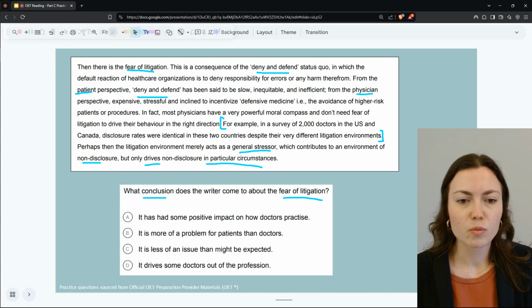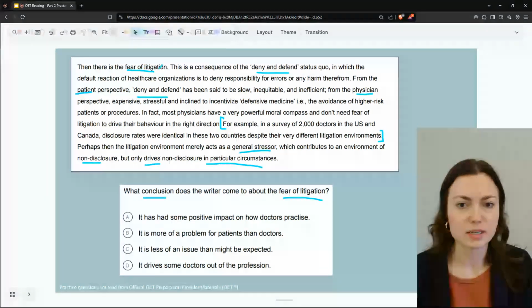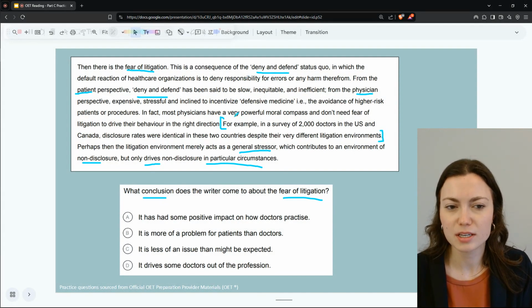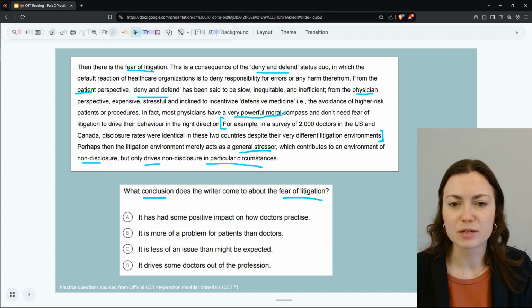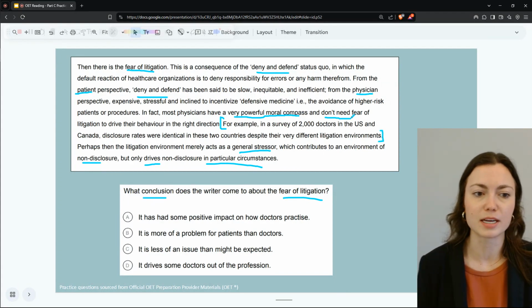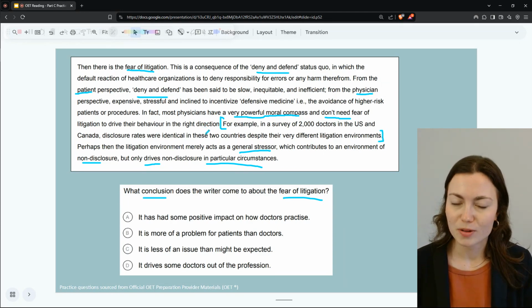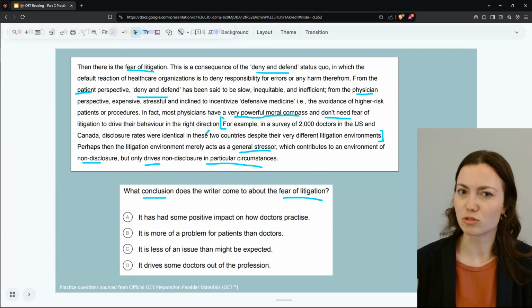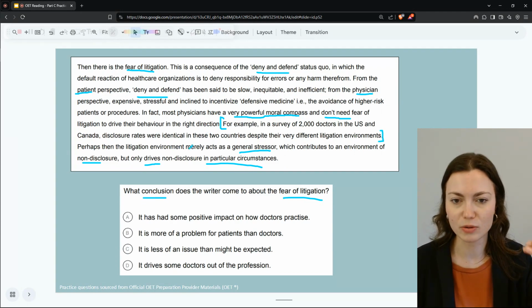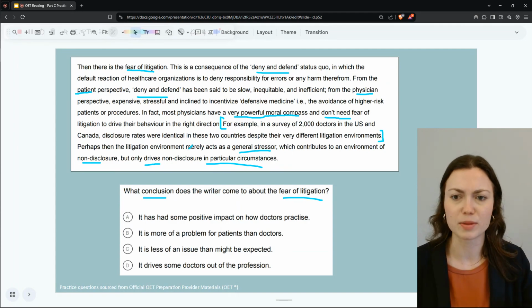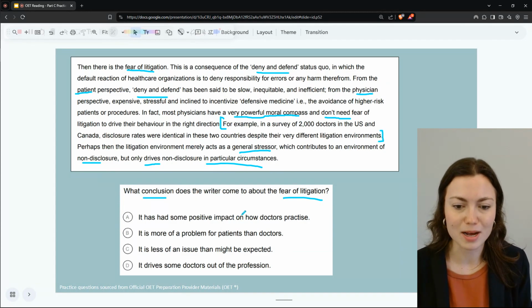So what are we seeing here? Well, originally he's talking about the fear of litigation and going into those details. And then he's backtracking on it and introducing, well, actually, many physicians have a very powerful moral compass, and look at this language, don't need fear of litigation to drive their behavior in the right direction. So originally he comes out strong with the fear of litigation, and then he says, well, actually there are other things driving behaviors. Maybe they don't need it as much.